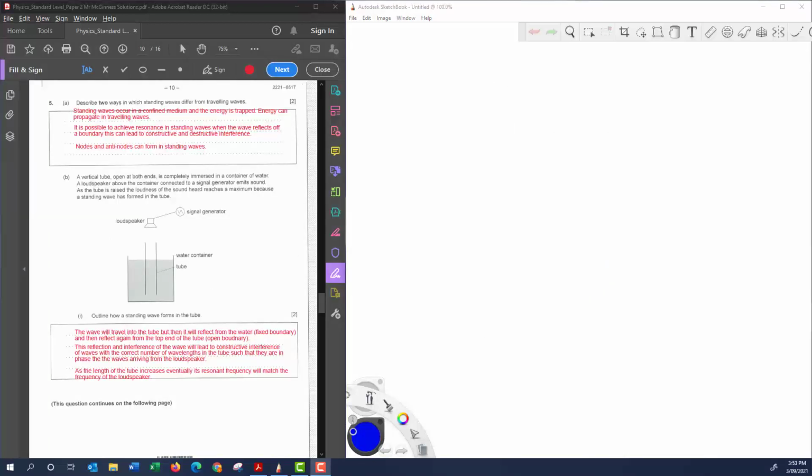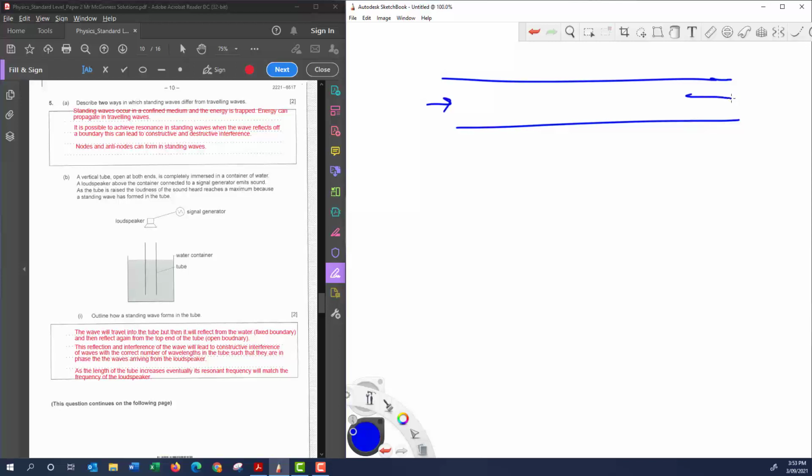Okay, so now we're up to page 10 and we're on question 5. They're asking us to describe 2 ways in which standing waves differ from travelling waves. So standing waves occur essentially when you have a wave that's trapped in a medium, so it continually reflects off one boundary to the other. For example, let's suppose that we've got a nice pipe like this, and some sound goes into this pipe. Essentially, the wave goes into the pipe, and when it gets to this end here, because it's got this open edge, it essentially reflects off this.